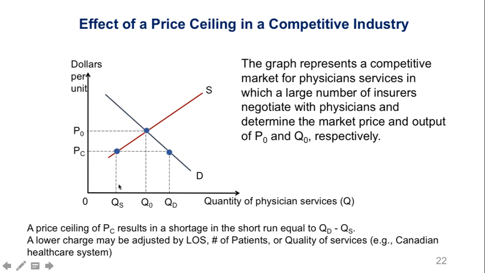Now, remember that the trick here is that the price ceiling is only effective when it's lower than the perfectly competitive market price. So if we set the price higher than the equilibrium point, the price ceiling is not effective anymore. It doesn't actually affect the market at all. So the price ceiling is only effective when it is lower than the market equilibrium price.